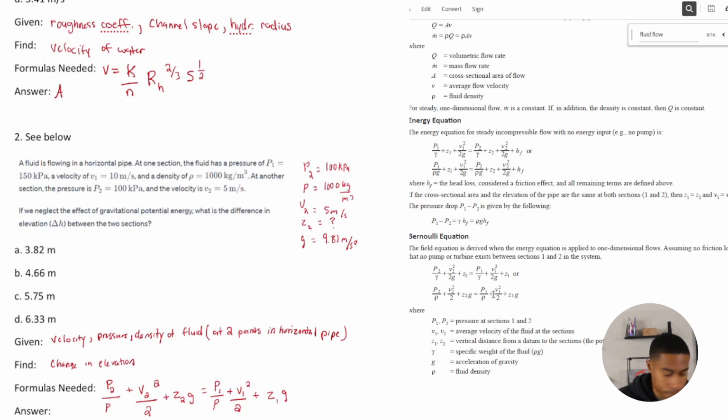I'm just going down the line of the equation, right? What is P1? P1 is equal to 150 kPa. And then density is again 1,000 kilograms per meter cubed. V1 is equal to 10 meters per second. And then Z1, we do not know again. And G is 9.8 meters per second squared.